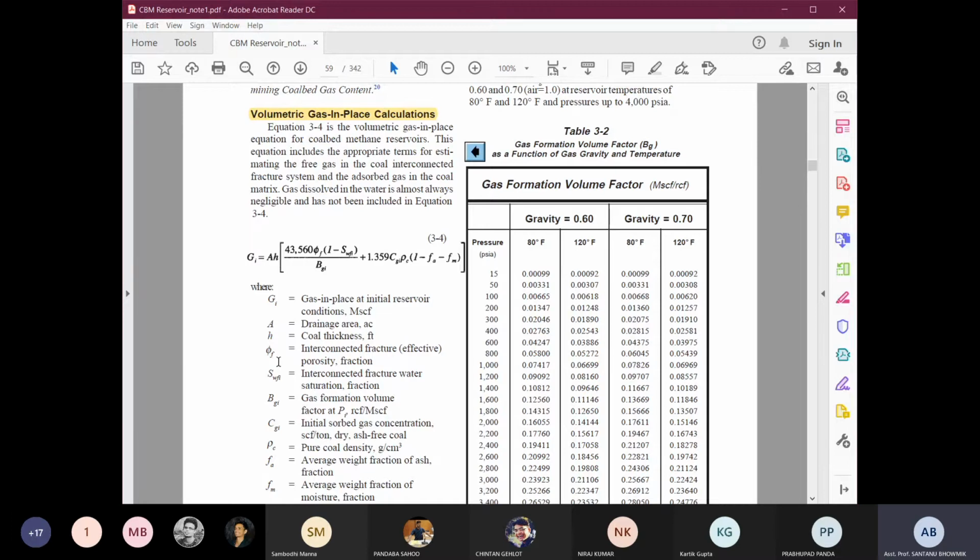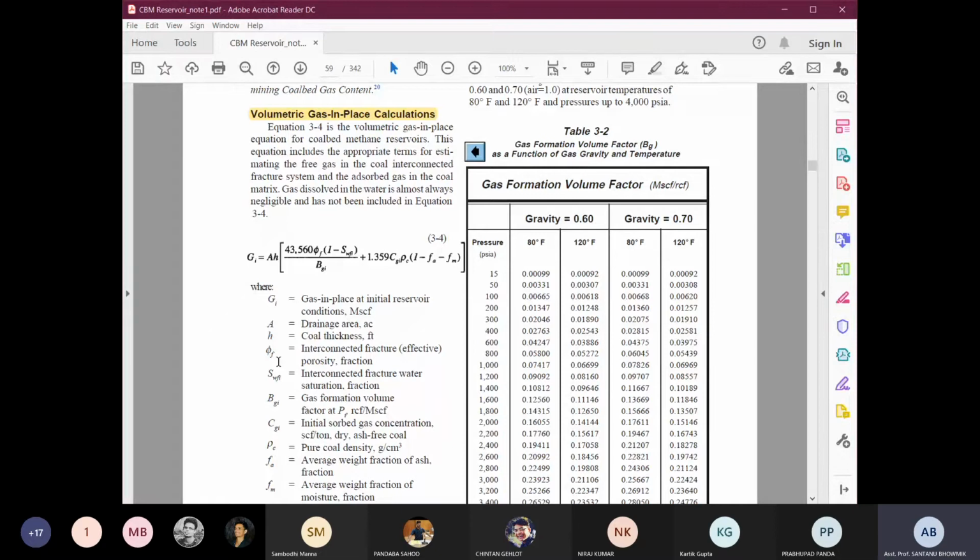Next, you can see the interconnected fracture water saturation, because it depends on the presence of water. As you know, if moisture is present, the moisture blocks the spaces where the gases can be stored. So obviously you need to understand the saturation of the water. The lower the water saturation, the more chances there are of the gas being stored.